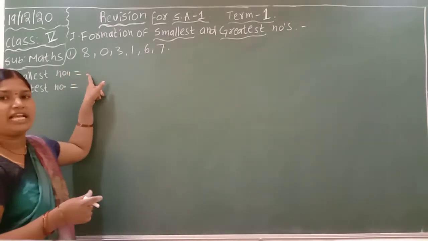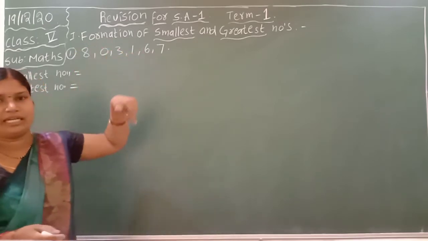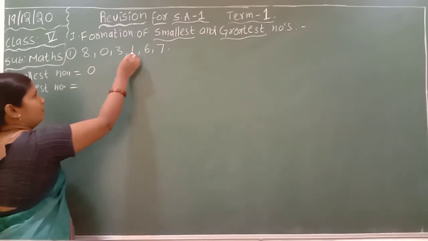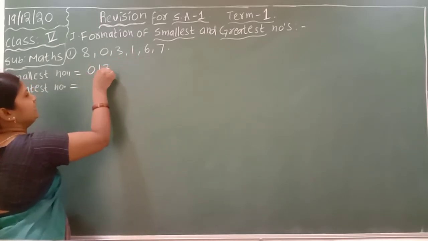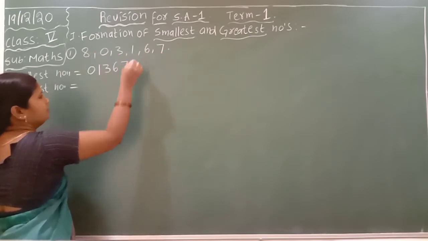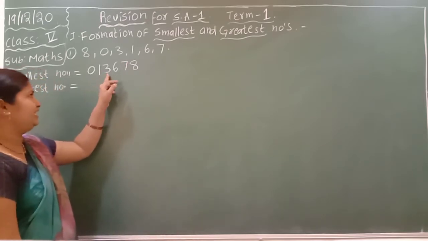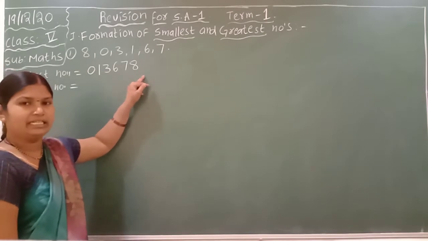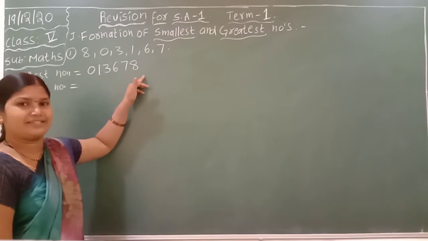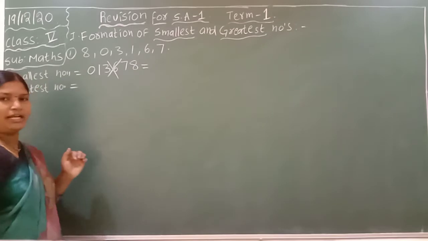Smallest number means from small to big, the given numbers. In this, which is the small number? I think you all are saying 0. Okay, 0 after 1, 3, 6, 7, 8. Now read this number. How are you reading? 13,678. Here we got only a 5-digit number, but we want a 6-digit number. So it is wrong.